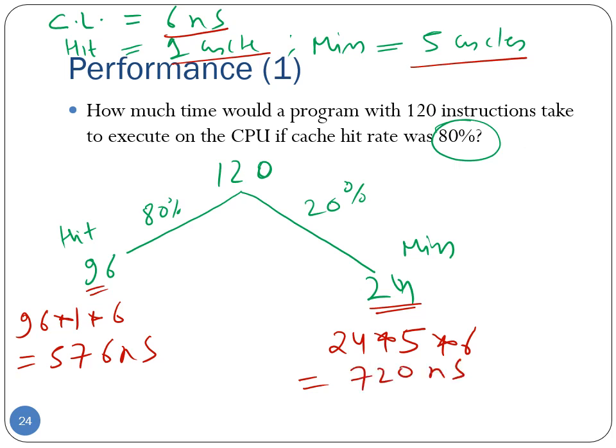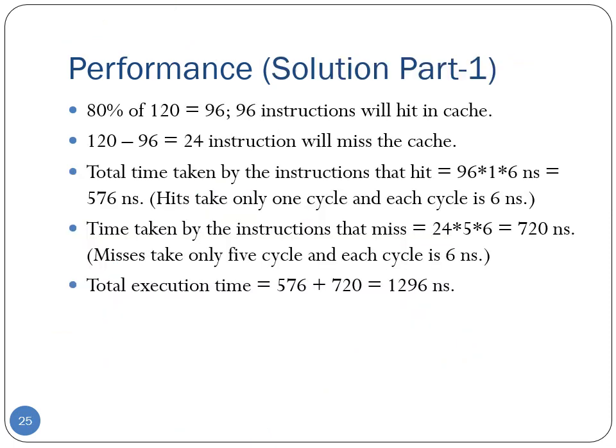So the total time it takes to execute this program on the processor with 80% cache hit rate would be 576 plus 720, which is basically 1296 nanoseconds. The solution to part 1 is also summarized over here.